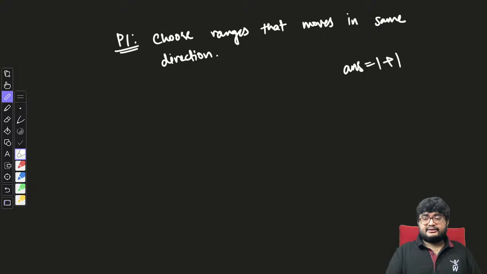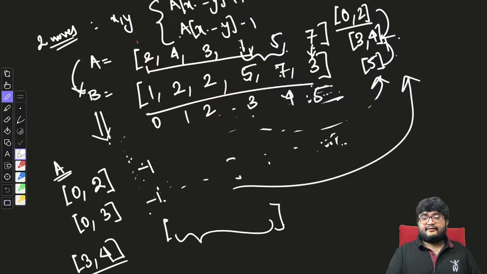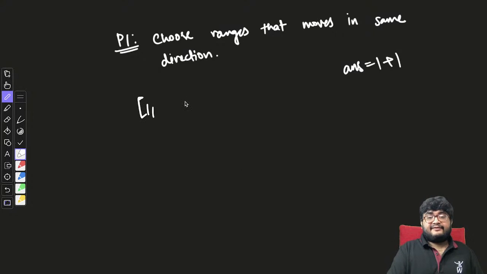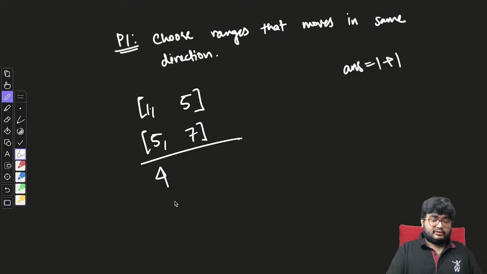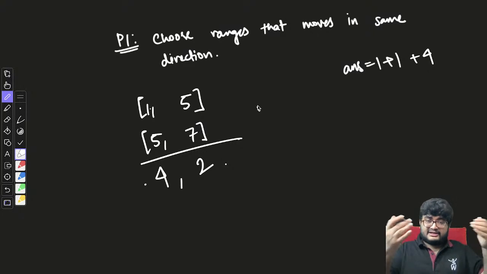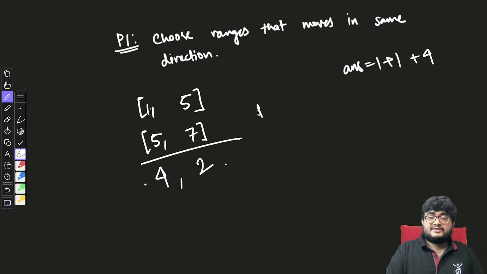Next what we'll do is, let's take this example of 1, 5 and 5, 7. Okay, we have 1, 5 and we have 5, 7. What is the difference? From 1 to 5 we need plus 4. From 5 to 7 we need plus 2. So in the first one, we know that we have to make plus 4 moves. So we'll add plus 4 to our answer. And also we'll maintain the maximum plus we have done till now. So that is plus 4.